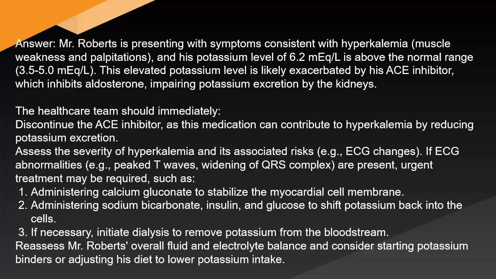Assess the severity of hyperkalemia and its associated risks, e.g., ECG changes. If ECG abnormalities, e.g., peaked T waves or widening of the QRS complex, are present, urgent treatment may be required, such as administering calcium gluconate to stabilize the myocardial cell membrane, and administering sodium bicarbonate, insulin, and glucose to shift potassium back into the cells. If necessary, initiate dialysis to remove potassium from the bloodstream. Reassess Mr. Roberts' overall fluid and electrolyte balance and consider starting potassium binders or adjusting his diet to lower potassium intake.